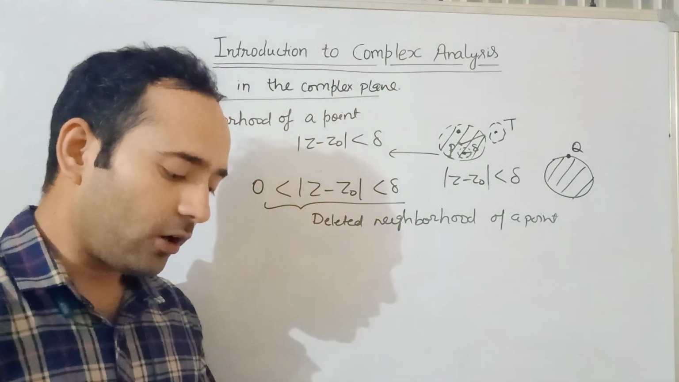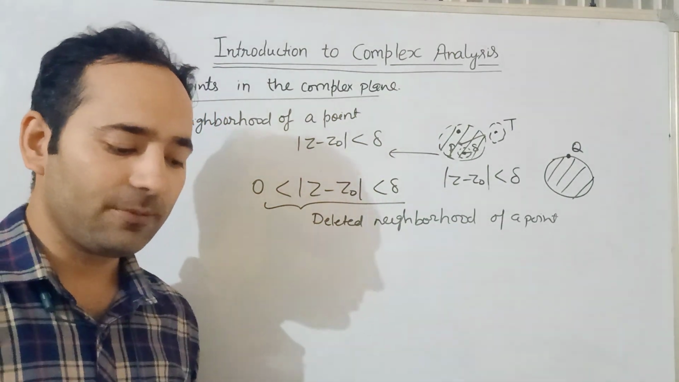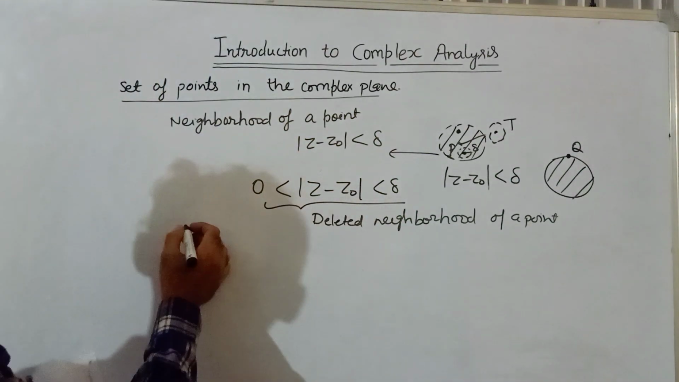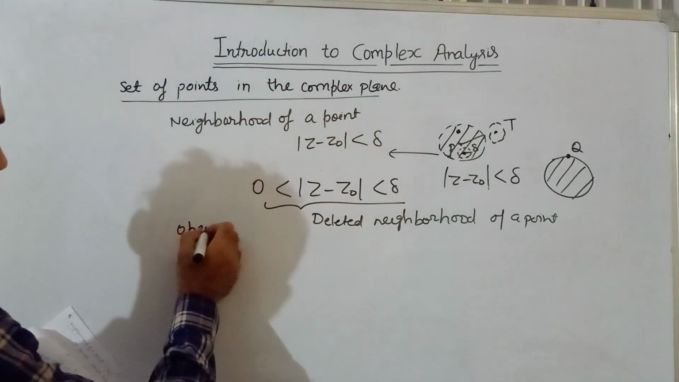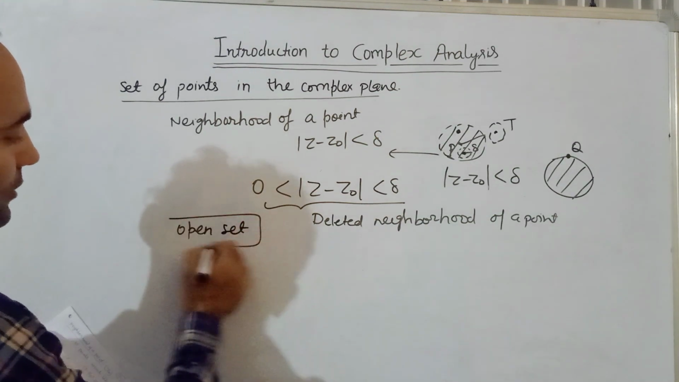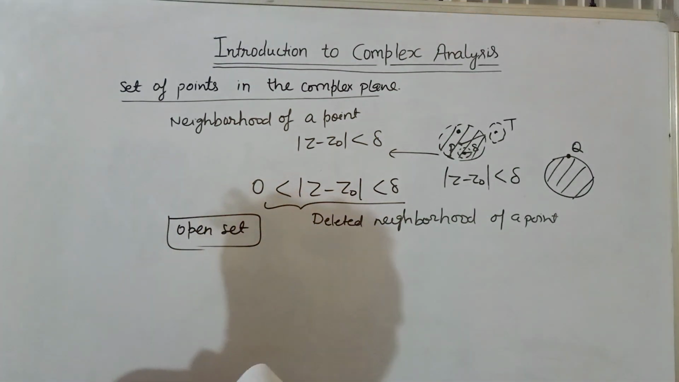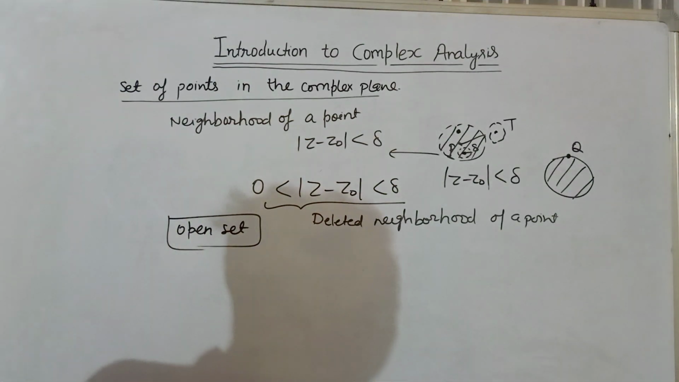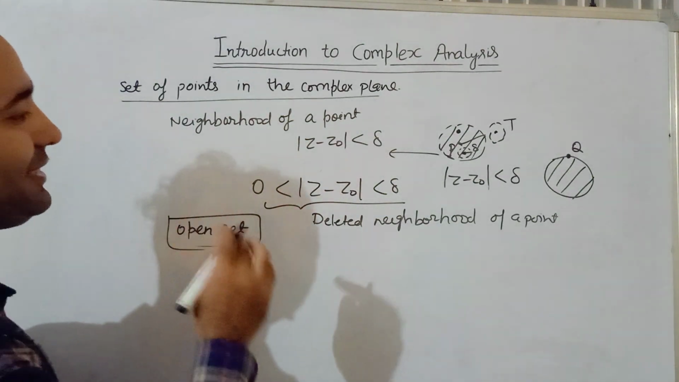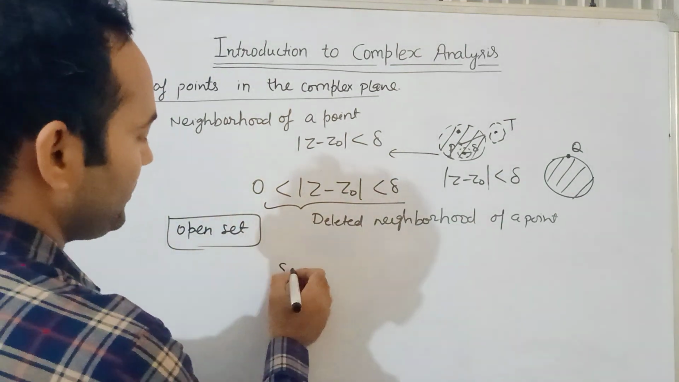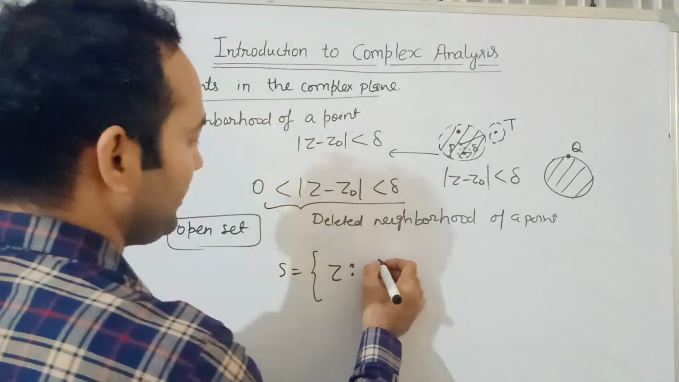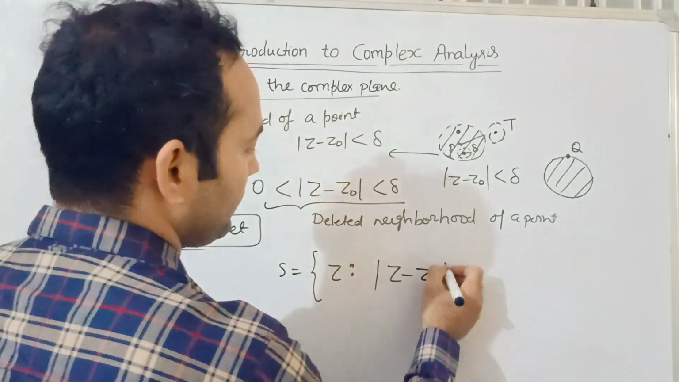What else? Open set. A set S is open if every point of S is an interior point. Okay. How will you write it? So this is open set. Open set is important. It is linked to many further understanding, further concepts. For example, S is open set if every point of S is an interior point. Okay. So S is what? Z, and interior point would be this.